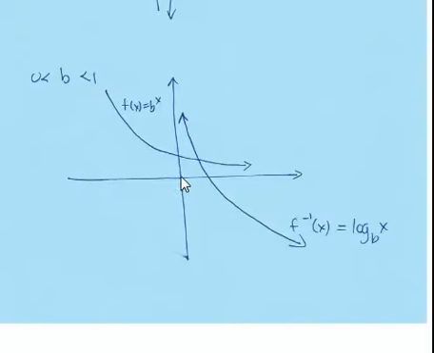Its inverse is also a reflection about the line y equals x, which means its inverse, or the log base b of x, will pass through the point 1, 0. The horizontal asymptote of the exponential function gives a vertical asymptote, x equals 0, for the log function.